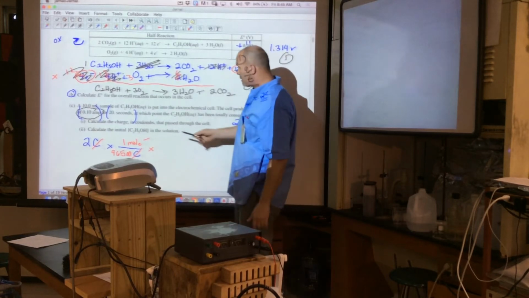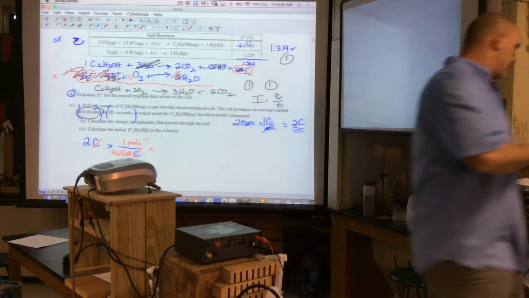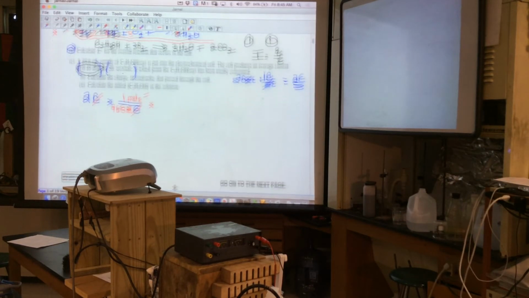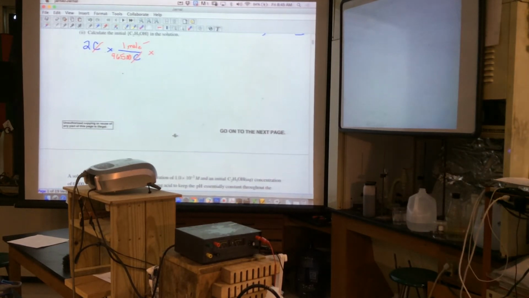So this gives me moles of electrons, and what am I going to do with that? Divide by 12, per half reaction, and this is why I look at a half reaction. I know that there are 12 electrons per 1 C2H5OH. This is classic, guys, you'll see this again. I'm using this from the half reaction, not the balanced overall, just that half reaction. So what does this give me? This gives me moles of this. And to find molarity, I divide by what?